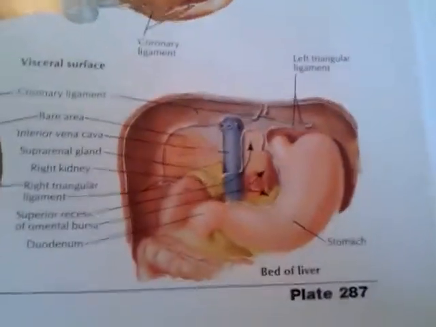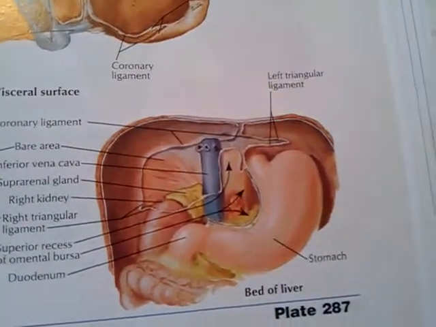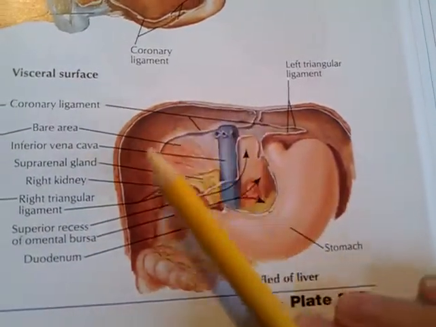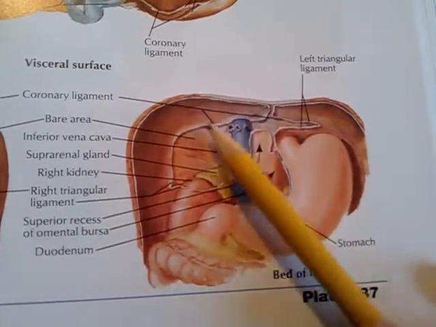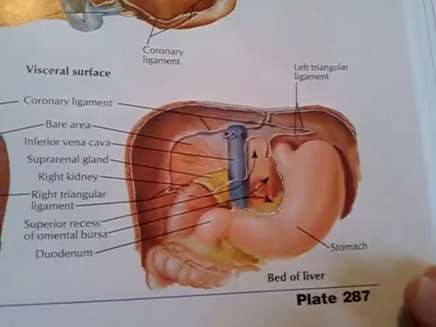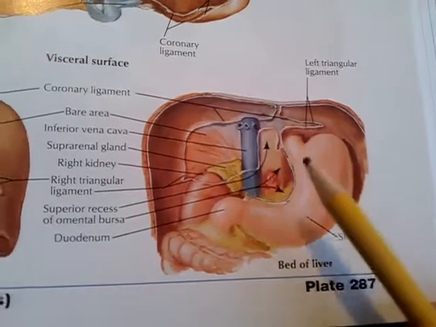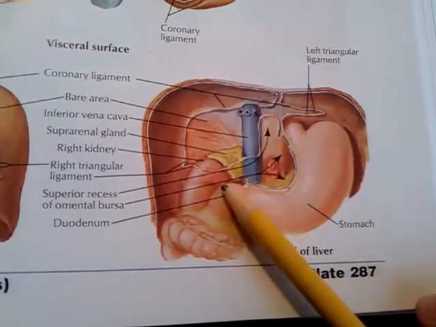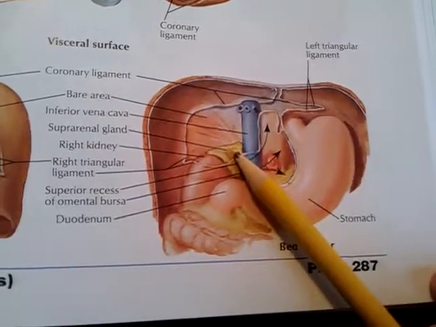Now the relations of the liver. The diaphragmatic surface is related to the diaphragm, which separates it from the heart and the lungs. Here we have the diaphragm, and this would be where the bare area of the liver would be attached. The visceral surface is related to the esophagus, stomach, duodenum, right colic flexure, right kidney, and right suprarenal gland.